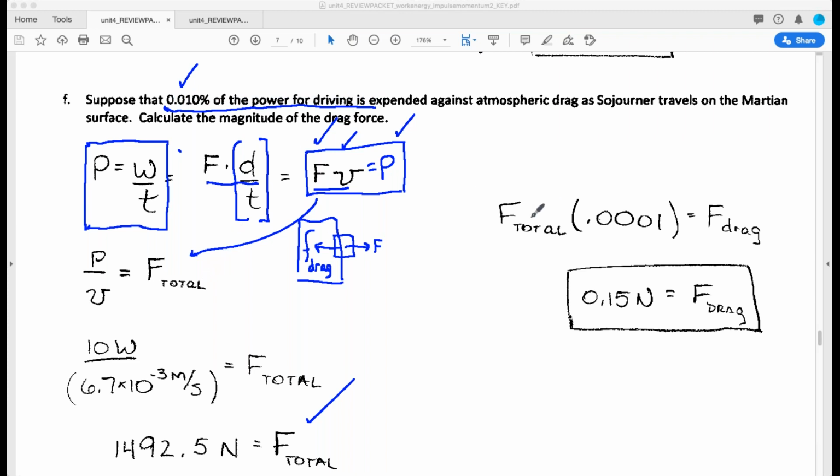And so we get our answer by multiplying the drag force times that percent written in decimal form. And we get 1/10,000th, if you will. All right, so our final answer is 0.15 newtons. Hopefully that helps clarify in some way that FRQ.